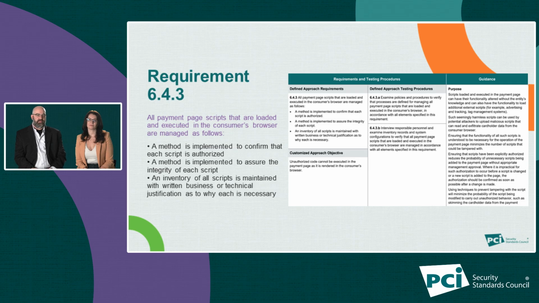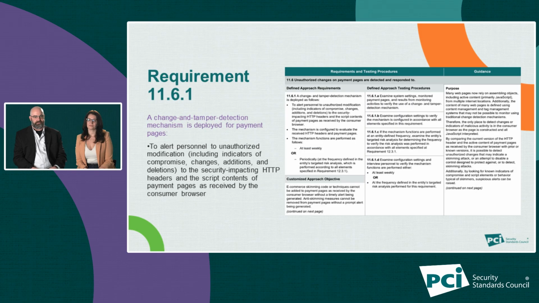So what is 6.4.3? That is a requirement that's designed to create an inventory of the merchant scripts that make the website work. Anything that is part of the website, whether it's the product selection, any of those items, all the way through to the payment transaction flow. So the merchant or the service provider, the entity, has to have an inventory of all of the scripts and understand that they are legitimate scripts, they know what they are, and they're authorized and needed for transactions.